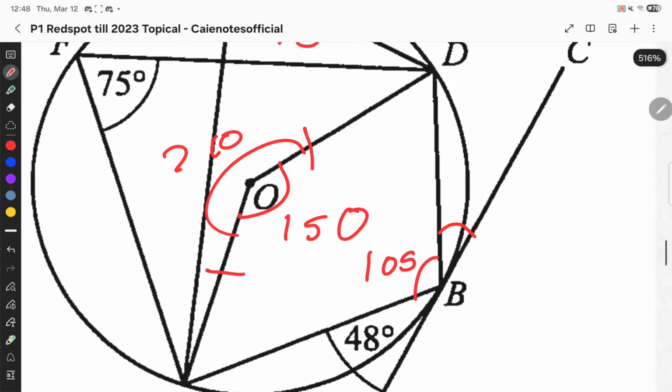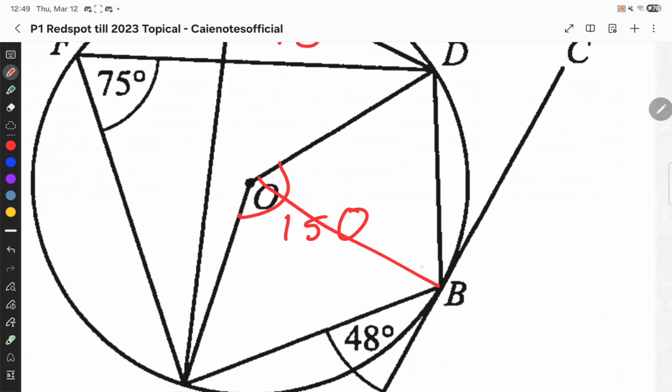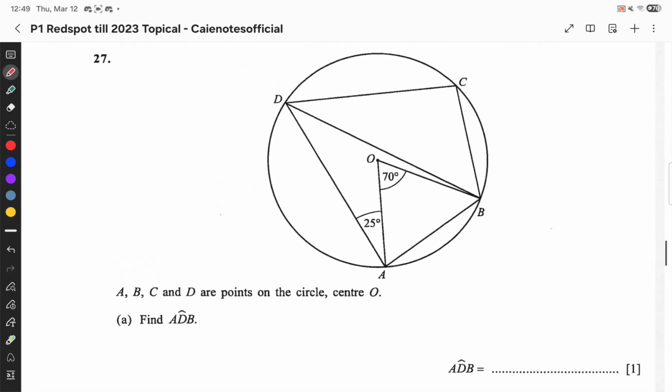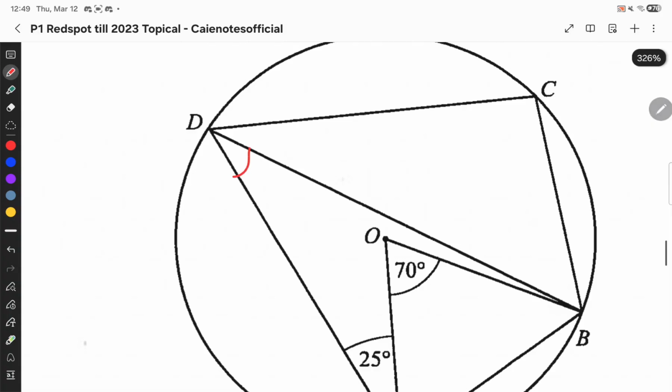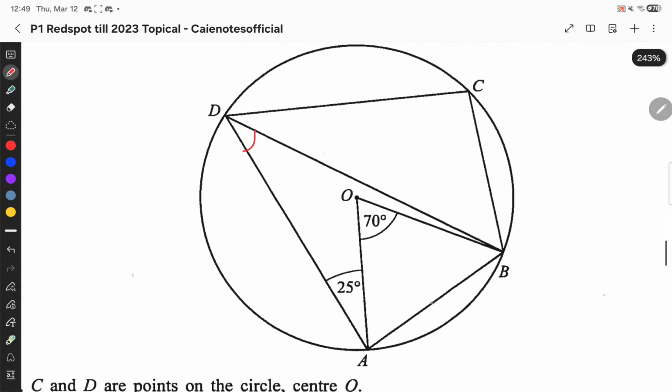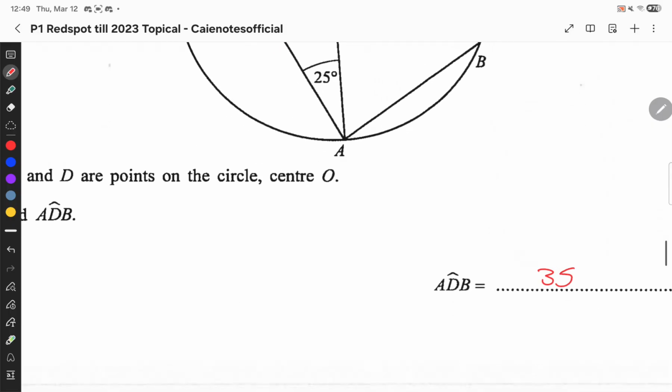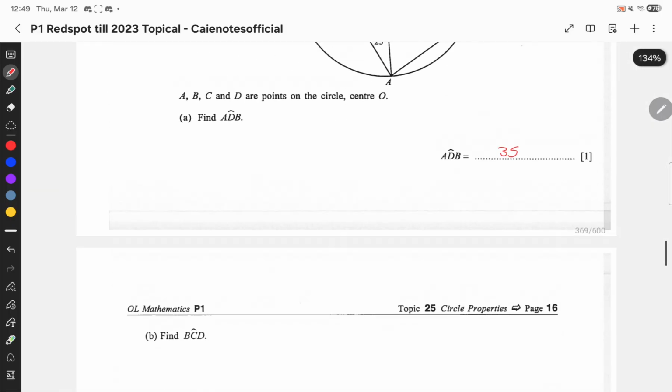What is my other method that I supposedly proposed? It is that we bisect this angle, we make it this, and we find this, and then we do 90. It gives us the same answer, but come on, you know. Find ADB. This is the same. 70 is made by BA, so half it and we get 35. Nice. Immediately 35.